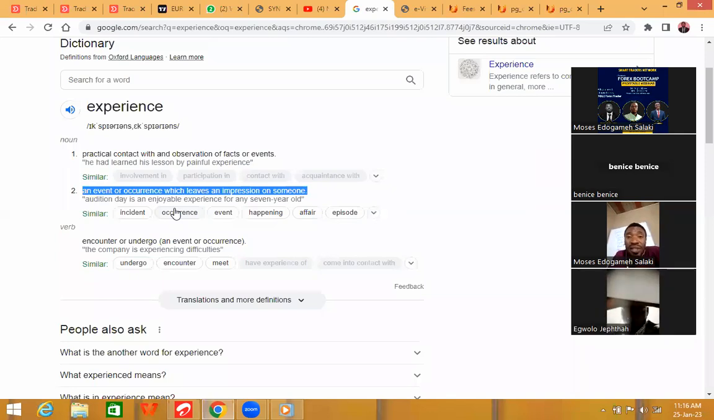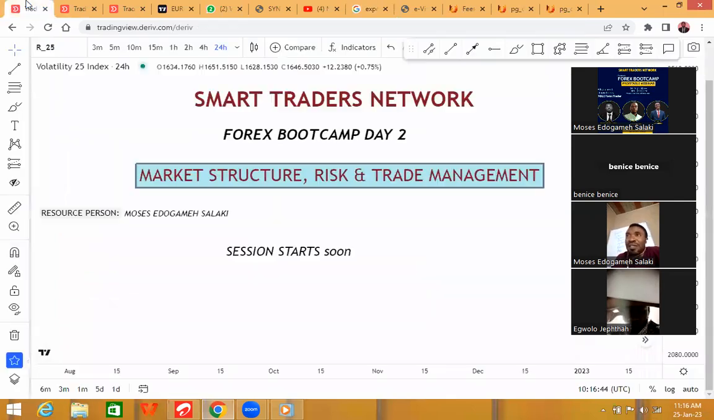So Forex trading starts from market structure. And market structure must be combined with risk and trade management so that you can grow your account. This is just the basis.